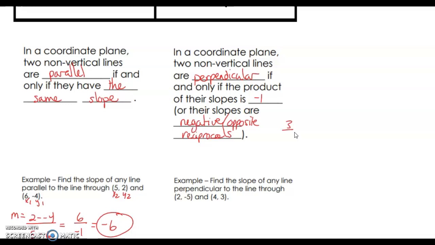So for example, if you have 3/4 and negative 4/3, one's positive, one's negative, they are opposite signs and they're reciprocals of each other. Or if you multiply them, you get negative 12 over 12, which is negative 1. And that's what they mean by the product of their slopes being negative 1.